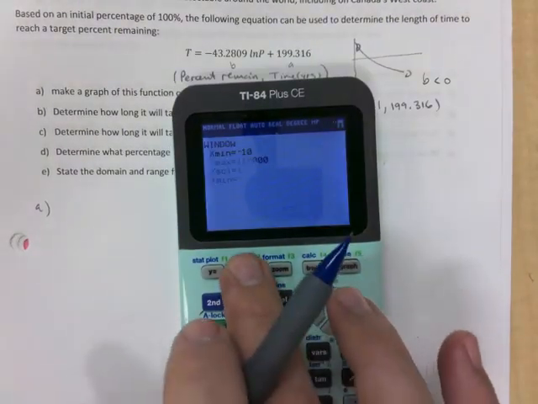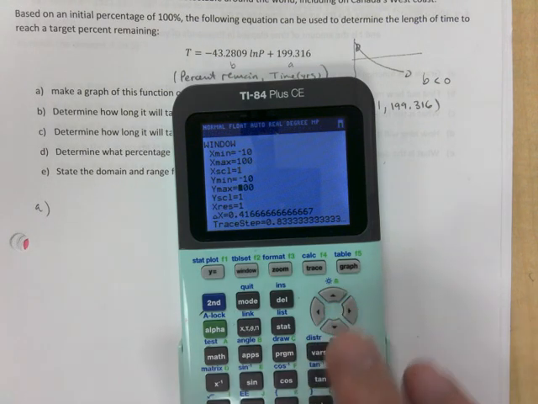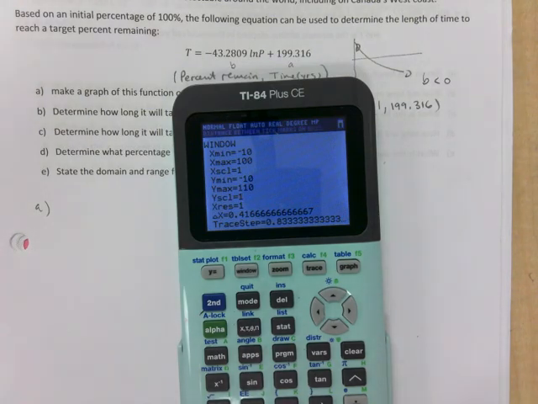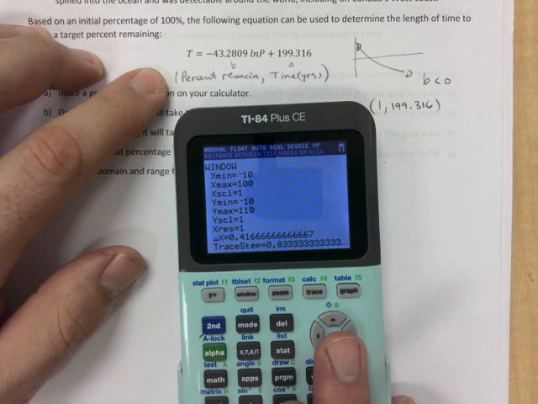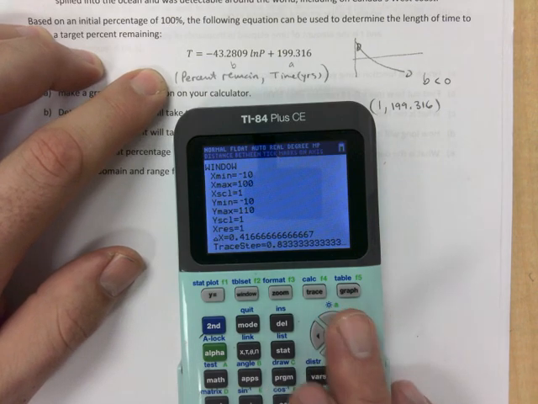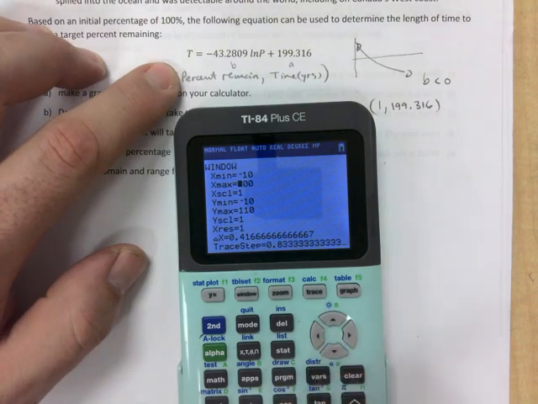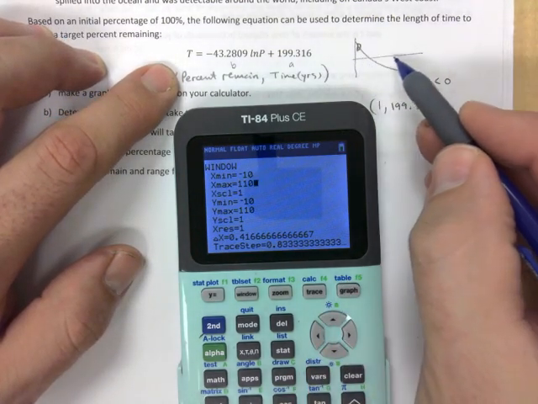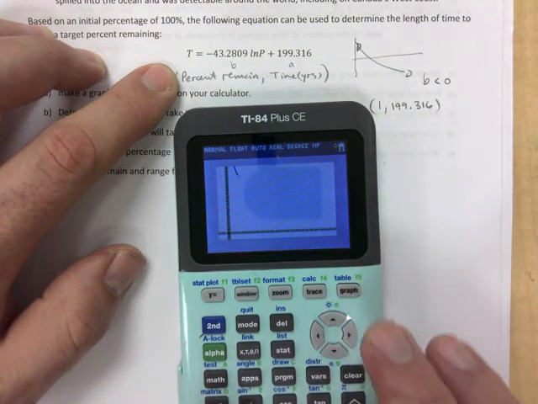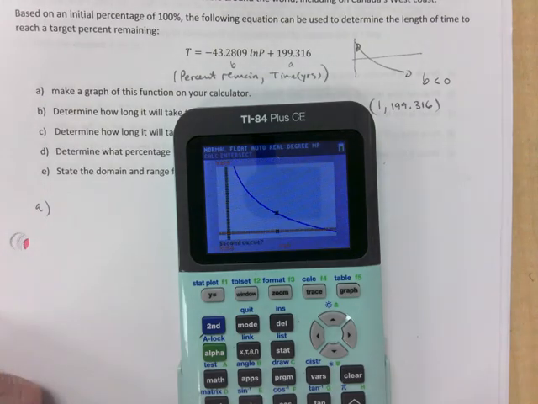That's definitely important. I feel like my window is overkill, so I'm going to try 100 for x max. And y max, let's go 110 as well. And because it's percent remaining, it should be 110 as well. So my x-intercept will be further down here on the x-axis. Graph it, and there it is. It's right there. Second trace, 5.